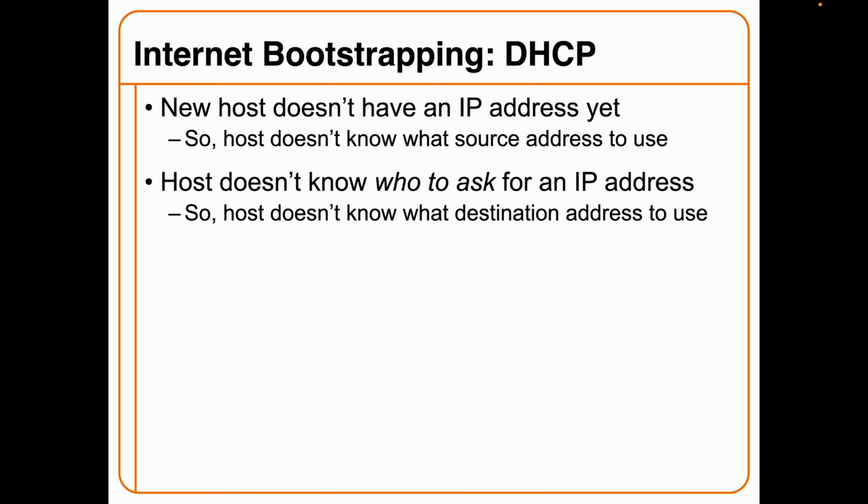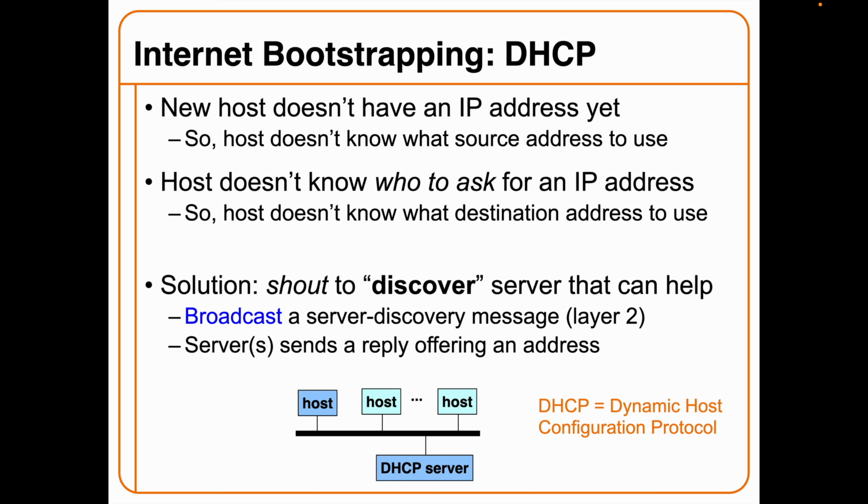So basically, whenever a new device or new host is plugged in, it doesn't have any IP address. So the host doesn't know what source address to use. The host doesn't know who to ask for an IP address. So in that case, the host discovers. Basically the host sends a broadcast packet, which is nothing but a discover packet. It basically shouts in the network: who can help me with a particular IP address, or who can give me an IP address.